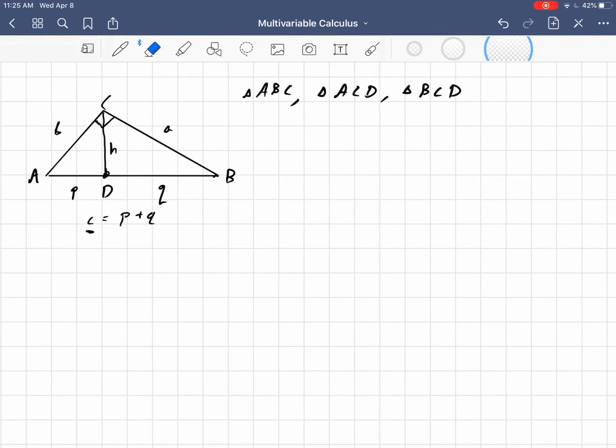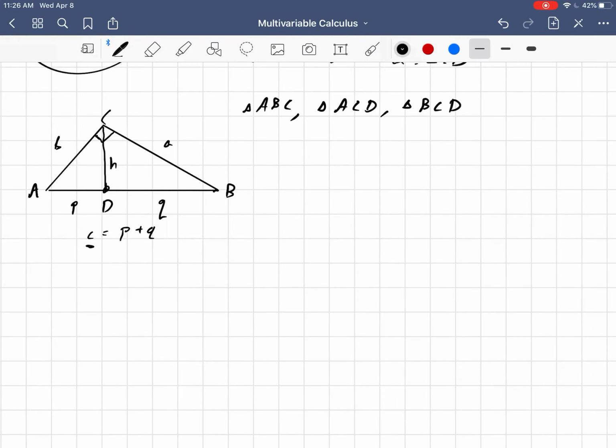I am doing a quick proof of the geometric mean equality, not inequality, that I used. And so here's the proof. We have this triangle ABC. It has side lengths of little a, little b, and little c, and I've divided side length c into a length of P and a length of Q.